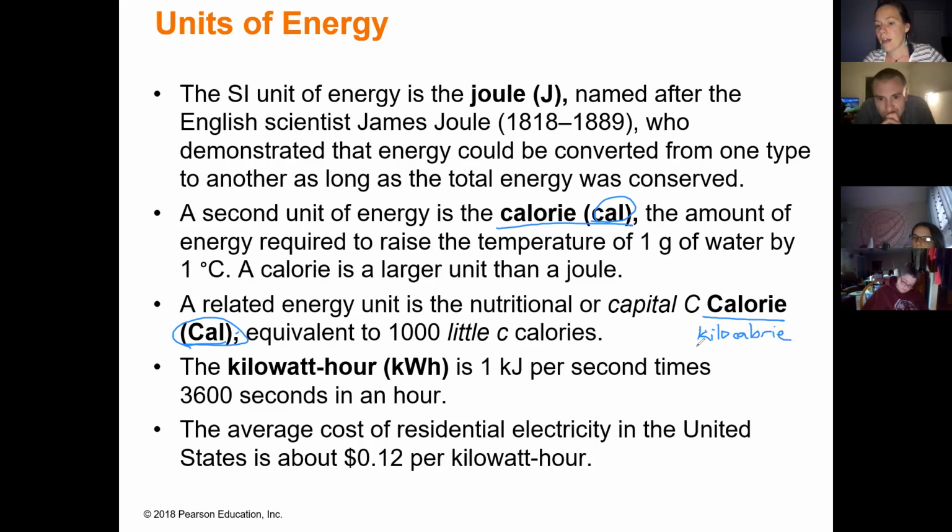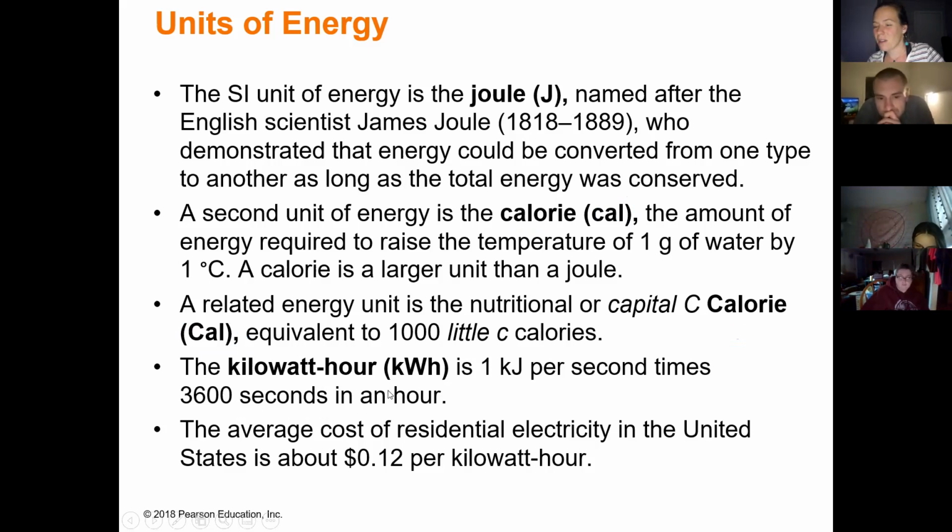Why do they call it a kilocalorie? Because it's 1,000 of these little c calories. So you're going to want to be able to convert between these units. We also have the kilowatt hour, which is 1 kilojoule per second times 3,600 seconds in an hour. This is a value that you would see on your electric bill.